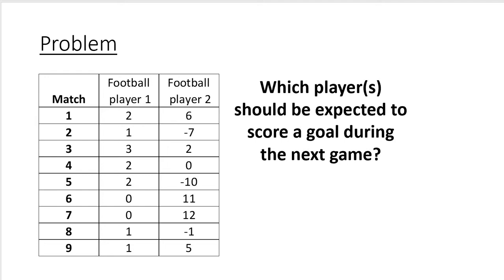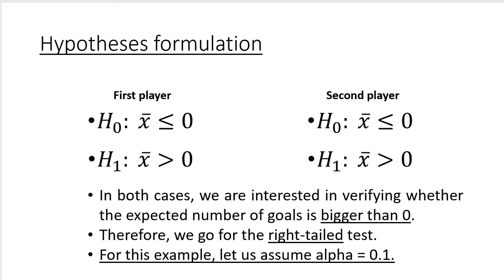So, as a football coach, you are interested in which player should be expected to score a goal during the next game. At least one goal, to be more specific. So, we shall start with formulating the proper hypothesis. So, for the first player, the null hypothesis states that the average score is smaller than 0 or equal to 0, and the alternative hypothesis states that the average score is bigger than 0.